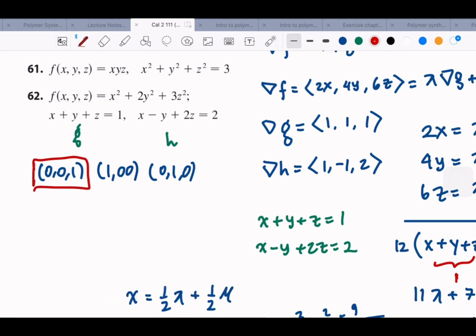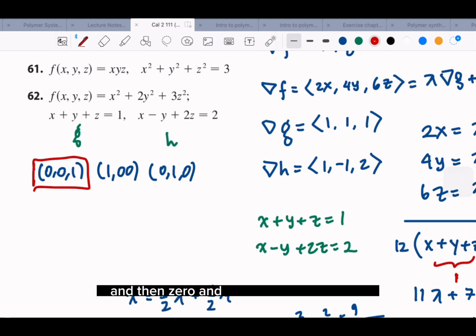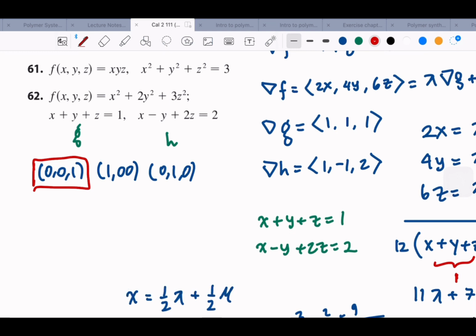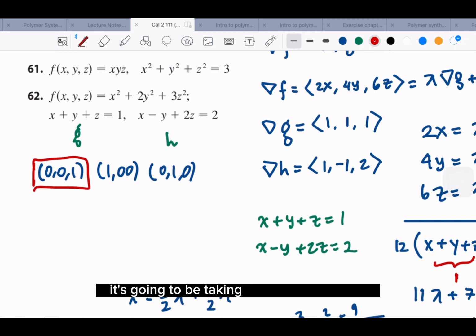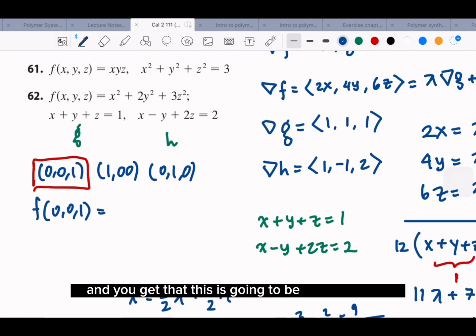Okay. Because these two, I think it's very obvious that this will be equal, and then it should be 0, and this one should be 1, and I think that will be satisfied. It's going to take some trial and error, but for some points that are easy to try, I think it's not really taking much time. And then check the f, and you get that this is going to be equal to 3.